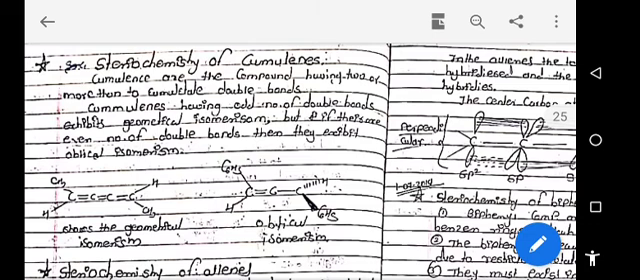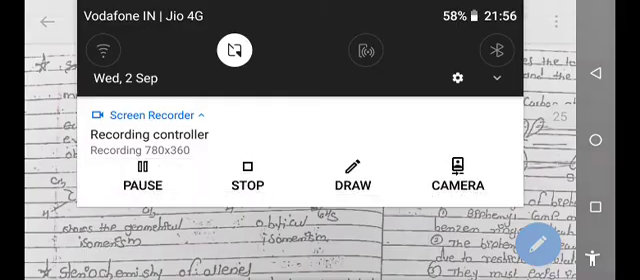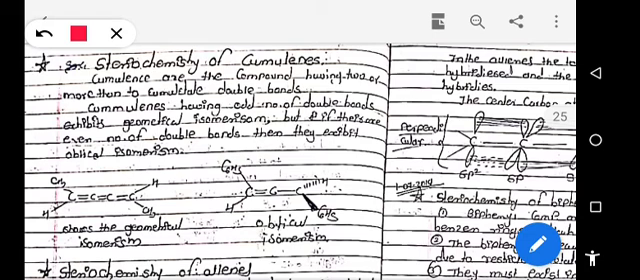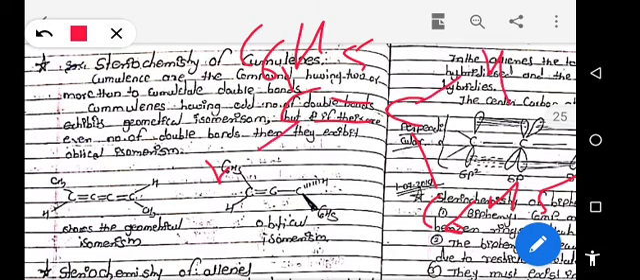Today we are studying the stereochemistry of cumulenes. Cumulenes are structures having the C=C=C double bonds, with C6H5, C6H5, hydrogen, hydrogen as substituents. These are the isomers.